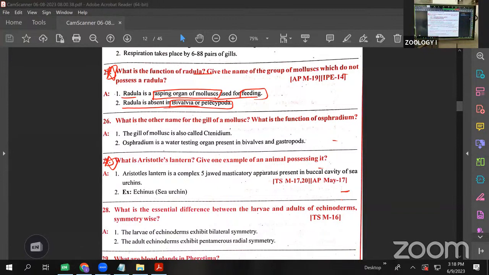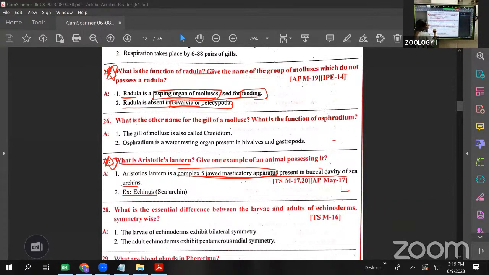Next one is the Aristotle lantern. Give an example of an animal that possesses it. The Aristotle lantern is a five-jawed masticatory apparatus present in the buccal cavity of sea urchins. The sea urchin's mouth has a five-jawed masticatory, teeth-like structure, which we call the Aristotle lantern. The example is Echinus, or sea urchin.